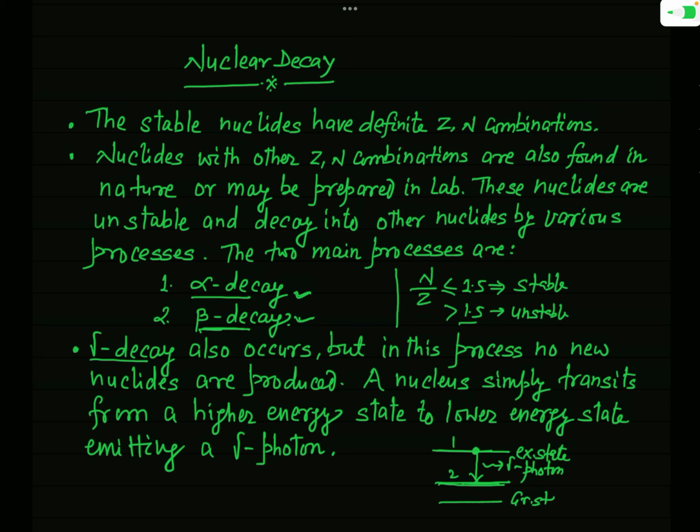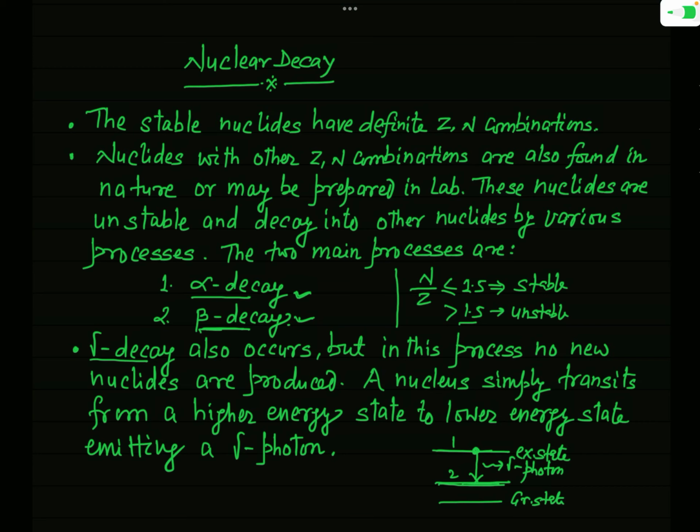So, in the gamma decay process, the identity of the nucleus does not change, neither its charge number, that is the number of protons, nor its mass number gets changed. Only the energy state of the nucleus is changed. So the gamma decay process is something different from the alpha decay process and the beta decay process.